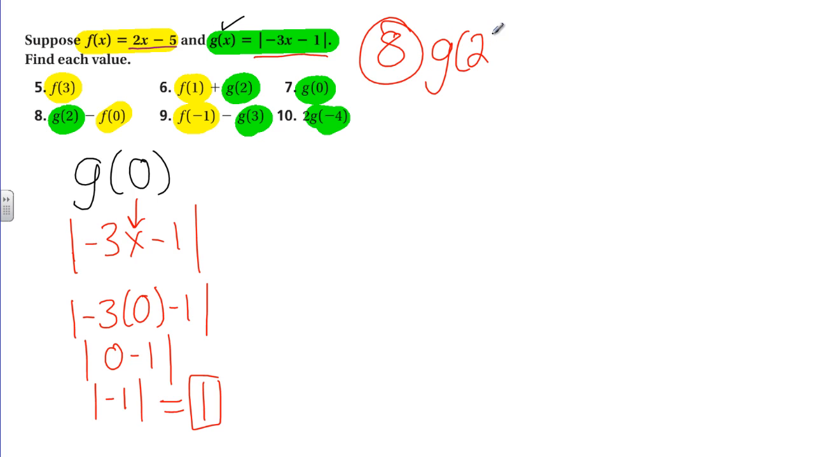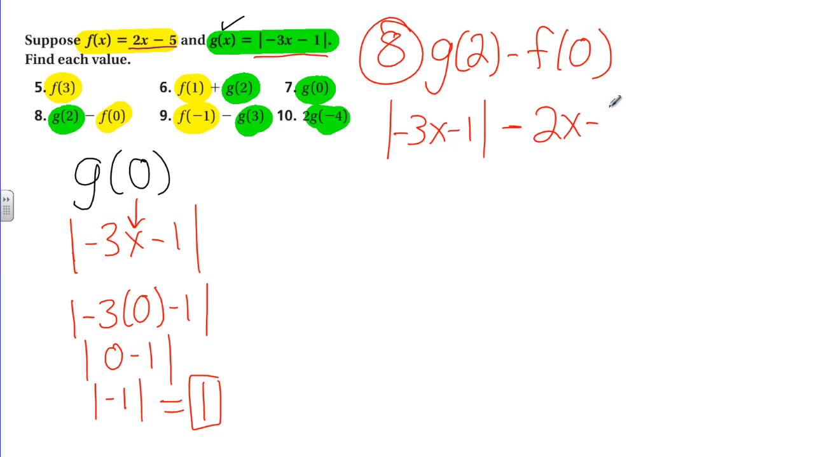So g of 2 minus f of 0. So we need to use both the g and the f. So the g is negative 3x minus 1 minus the f function, which equals 2x minus 5. So we're going to take this 2 and put it in for that x, and then the 0 and put it in for that x.